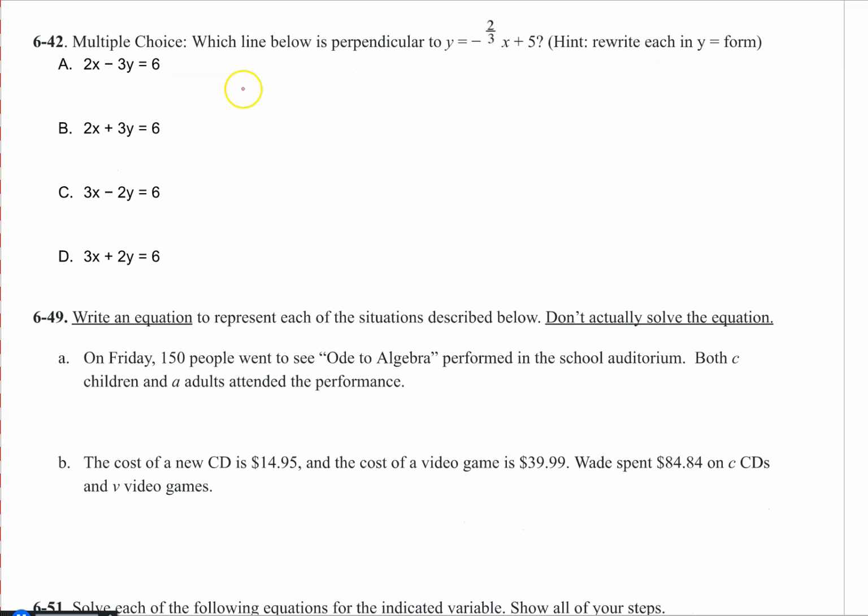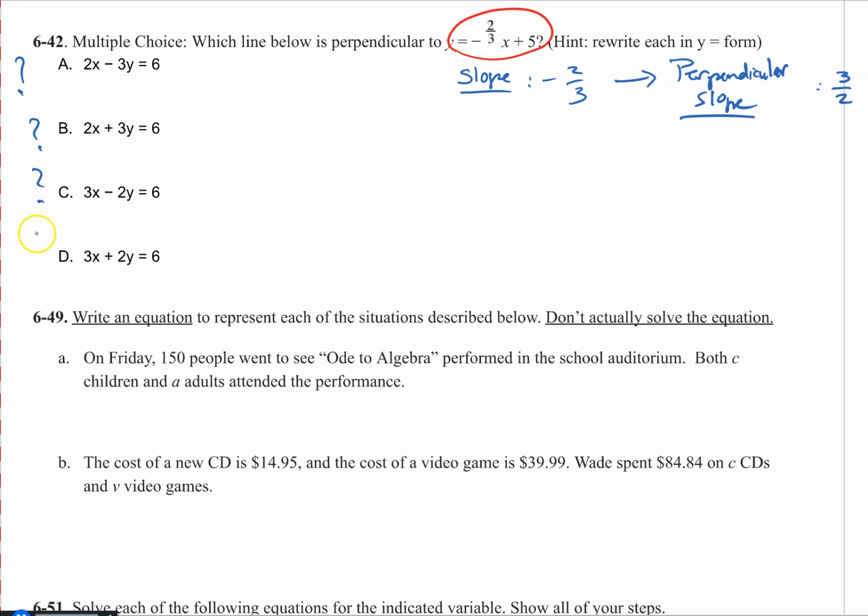642. Which line is perpendicular to this one? Okay, so if a line is perpendicular to that one, note that the slope here is negative 2/3, and a perpendicular slope has two characteristics. It has to be upside down, and it has to be opposite sign, meaning if this one's negative, this one should be positive. So which one of these will have a slope of 3/2?